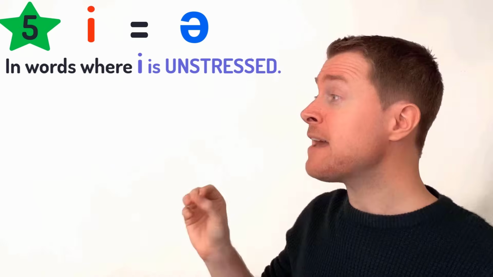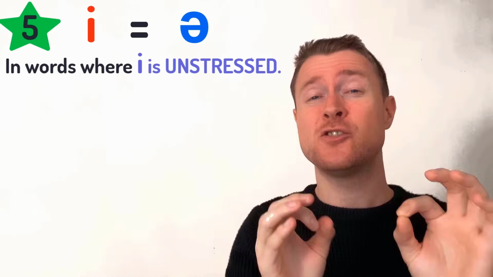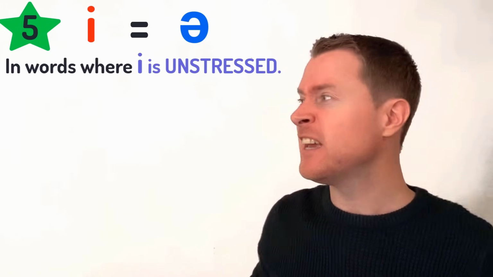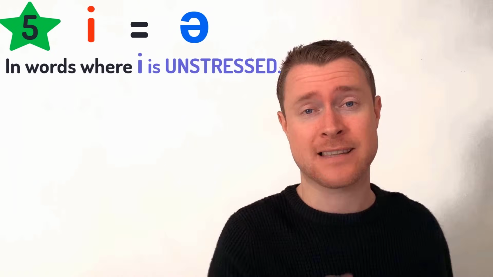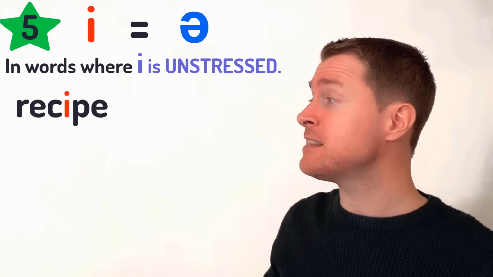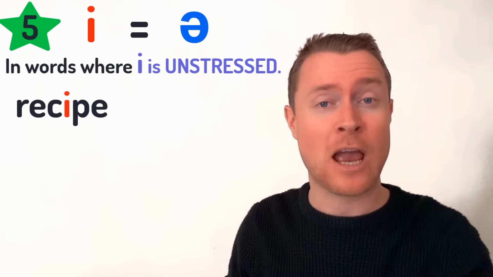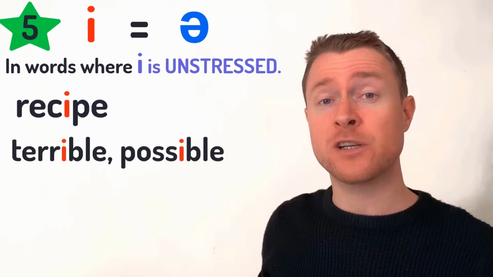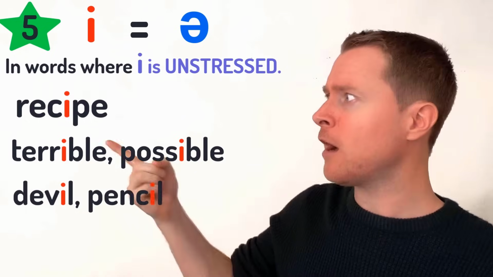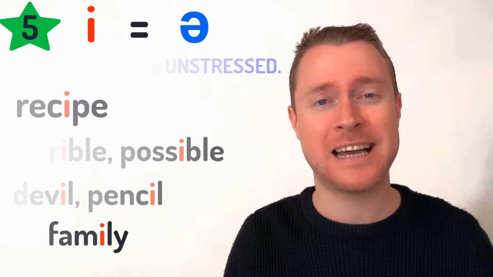So remember, whenever you see the letter I and it is an unstressed syllable in a word, it is nearly always pronounced as that schwa sound. In words like recipe, any word that ends in I-B-L-E, like terrible, possible, and also words that end in I-L, like devil or pencil, or I-L-Y, like family, okay?